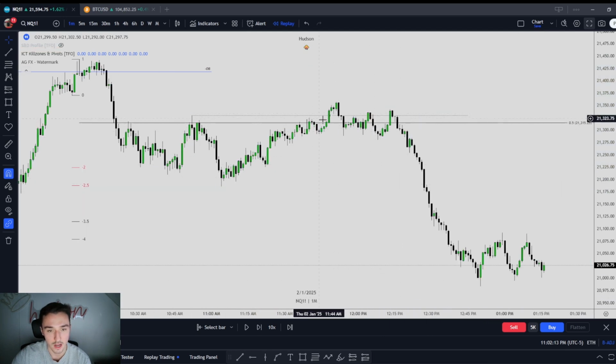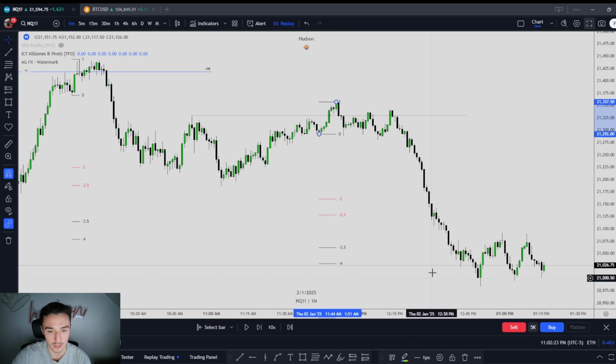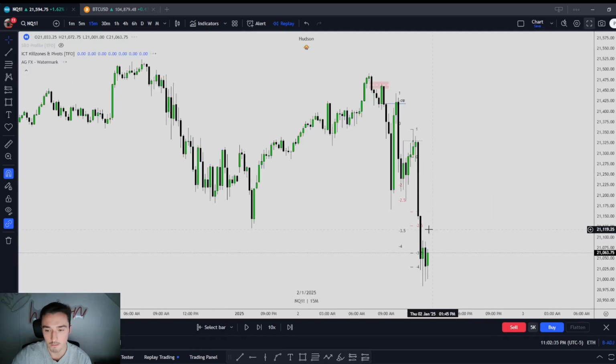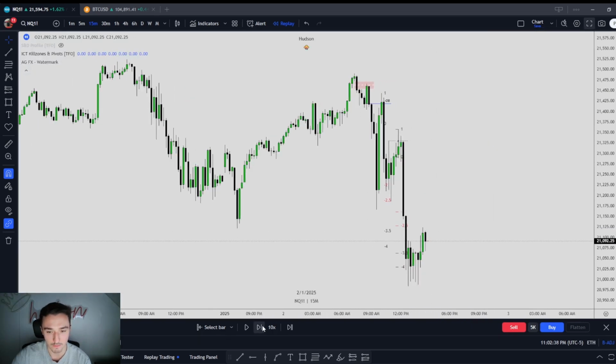So what do we see here? Accumulation above equilibrium, and we take out a 15-minute swing high, right? So what is this? This is your manipulation standard deviation projections, right? So what happens here? We disrespect -2, -2.5, fill out an imbalance, continue down to -4, and then we chop around, right? I don't know if we continue here, but we can find out.